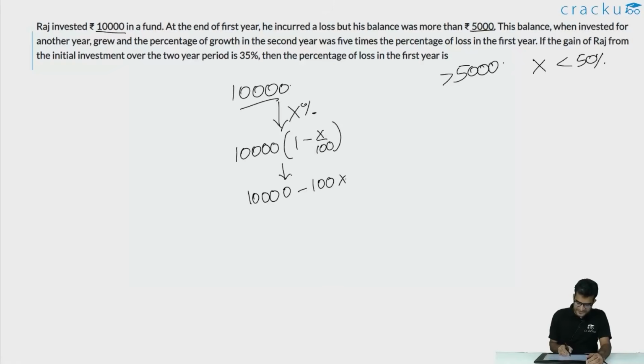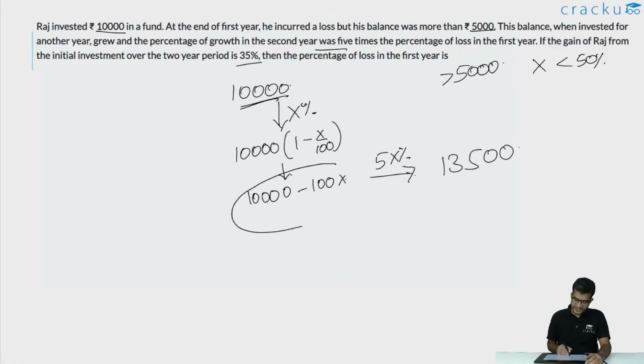Now this balance was invested and the percentage of growth in the next year is 5 times the percentage lost in the first year. So in the second year, the percentage gain is 5x%, and now the overall return on investment is 35%. The amount invested is 10,000. If the overall return is 35%, the final amount will be 13,500. So if 10,000 minus 100x gains 5x%, then it becomes 13,500.